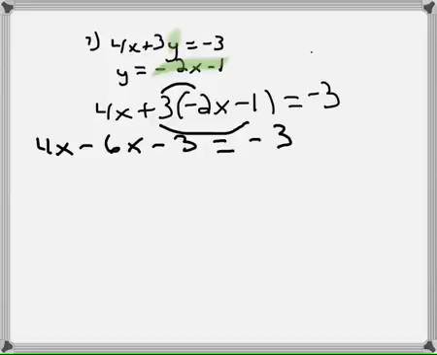Combine like terms. What is 4x plus negative 6x? What's 4 plus negative 6? 4 plus negative 6. Negative 2x. Okay, copy down that minus 3 here, and equals and minus 3 here. Now I want you to pause the video and see if you can solve this equation on your own.